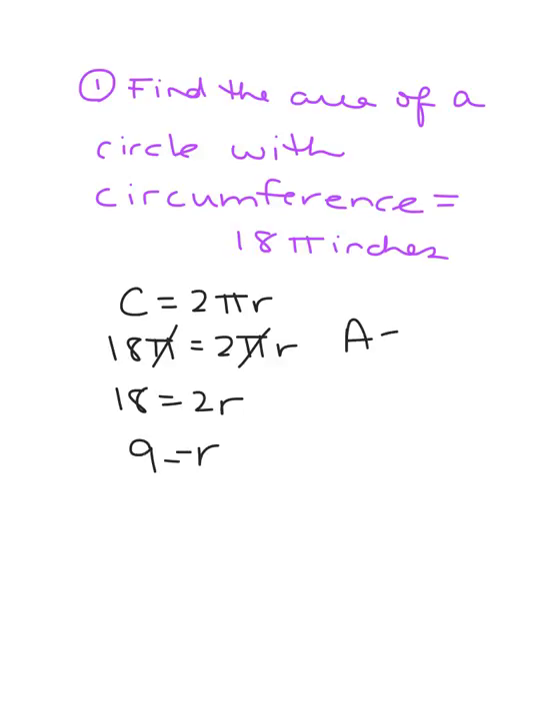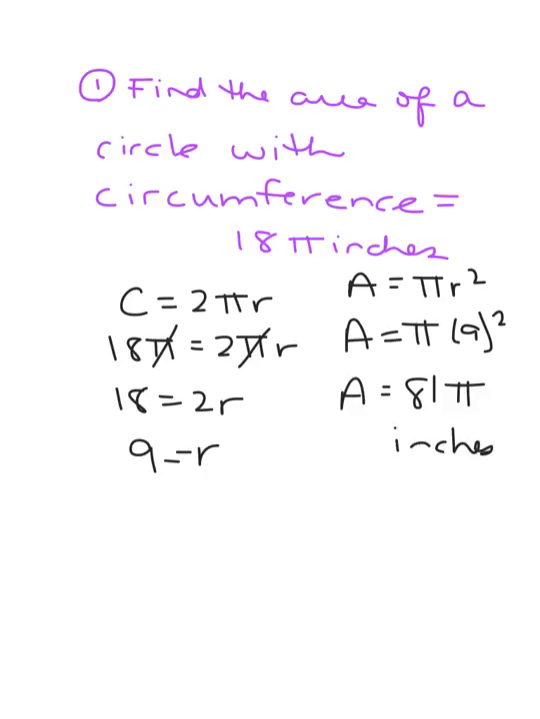I'll use that radius in my area formula. So I have pi times 9 squared, because remember, area is equal to pi r squared. So the area is 81 pi, and this is inches squared.